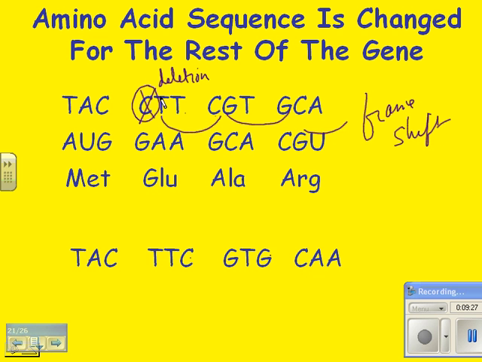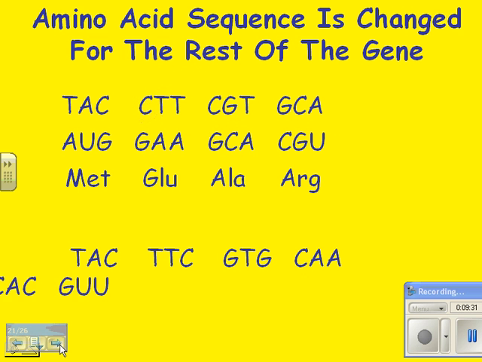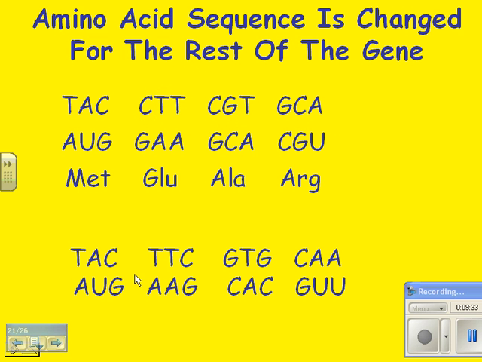Because instead of having one codon different, now all the codons after are different. So this is the transcription into mRNA, and then the translation into amino acids. The first one's the same, the second one is different, the third one is different, the fourth one is different. So it's really shifted the entire reading frame. Now the protein doesn't make sense anymore. That's a frame shift mutation.